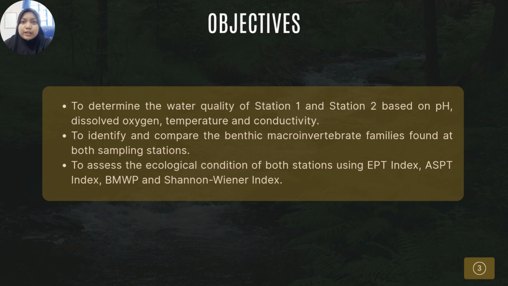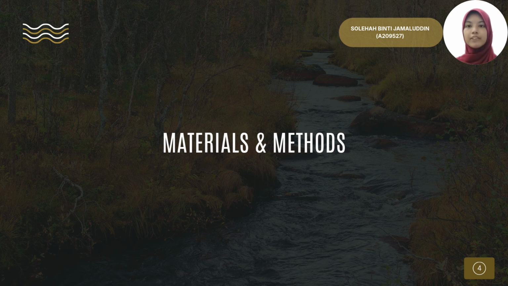There are three objectives in this study. The first objective is to determine the water quality of Station 1 and Station 2 based on pH, dissolved oxygen, temperature, and also conductivity. The second objective is to identify and compare the benthic macroinvertebrate families found at both sampling stations. The third objective is to assess the ecological condition of both stations using the EPT index, ASPT index, BMWP, and Shannon-Wiener index.